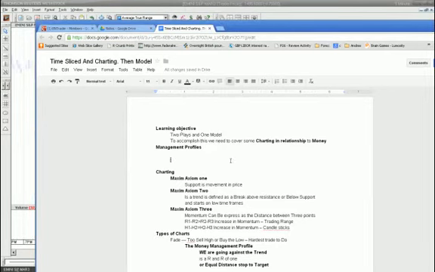Okay, so there are two plays that we're going to cover. This is our learning objective, two plays in one model. Hold on just a second.